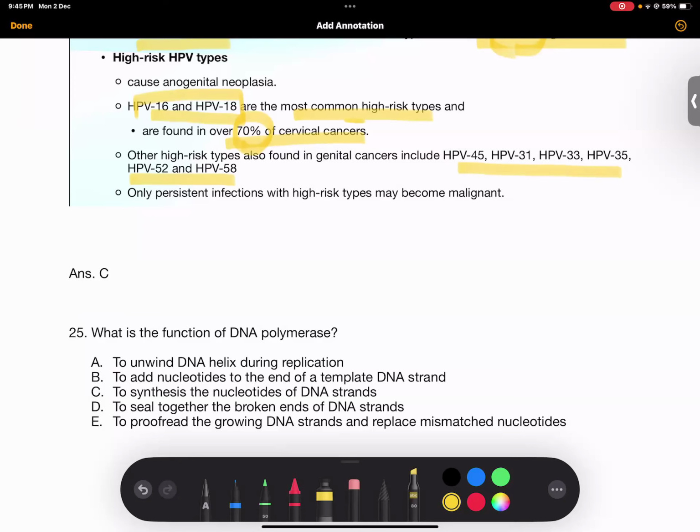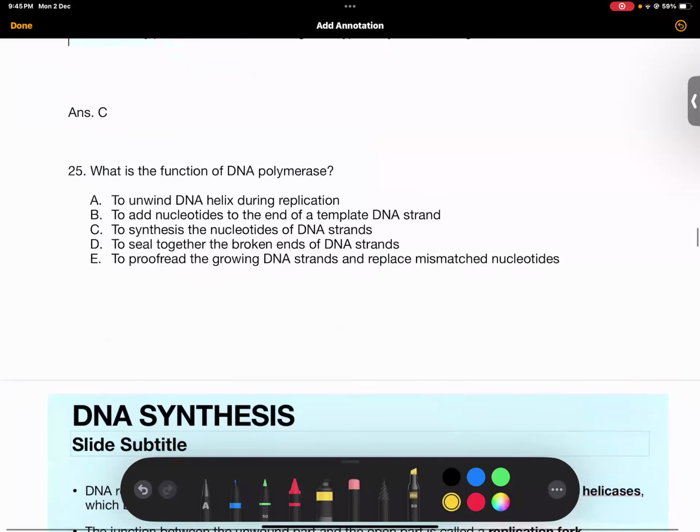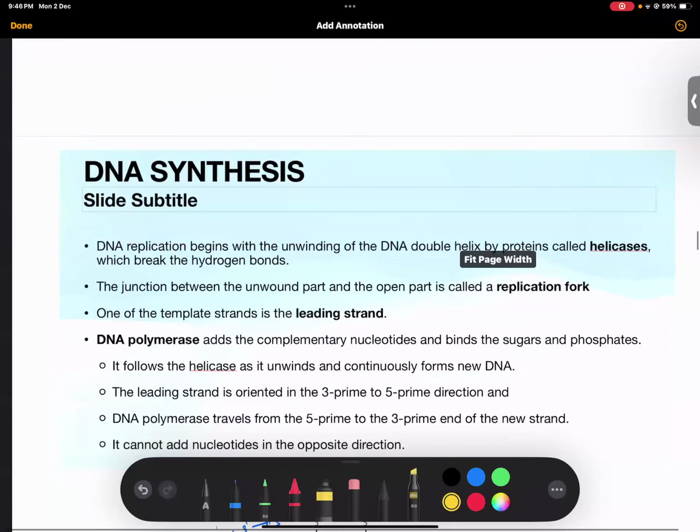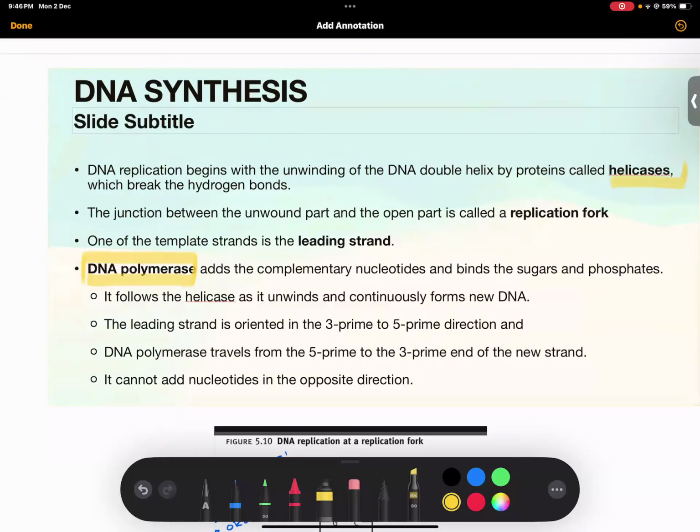Okay, so for every function, you have a specific enzyme for DNA synthesis. If you see this, the first one is your helicase. Helicase unwinds the DNA, so it opens up the DNA.